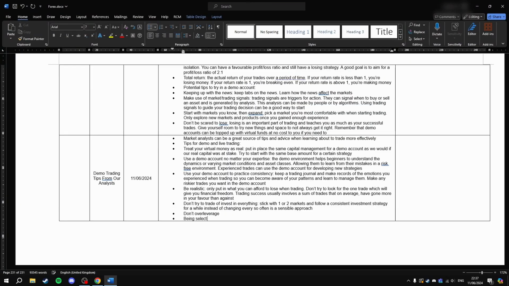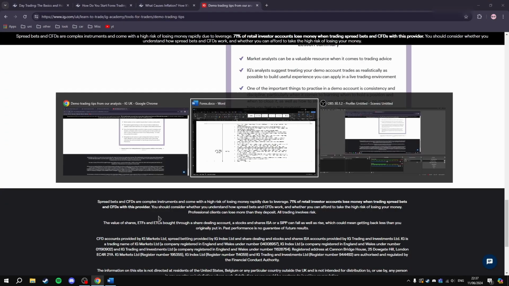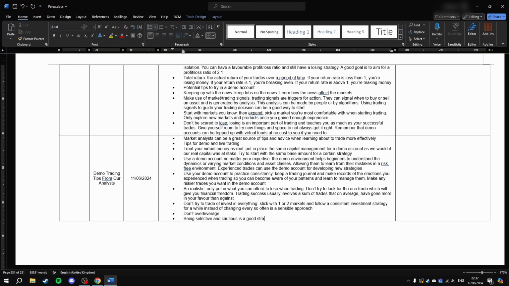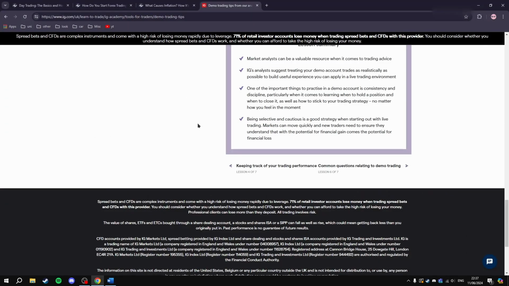Being selective and cautious is a good strategy when starting out with live trading. Markets can move quickly and new traders need to ensure they understand that with the potential financial gain comes the potential financial loss.